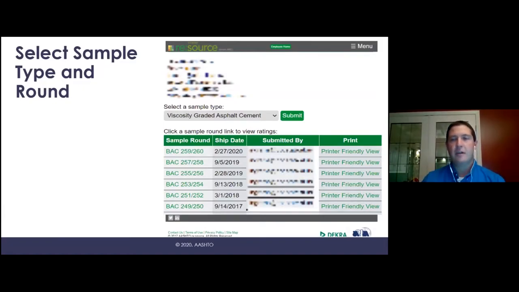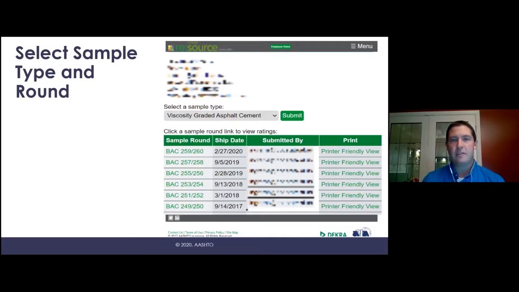Once you make that selection from your dropdown and the specific sample type that you're looking for, you're going to see the compilation of the rounds for every round that you've participated in. In this example we have here, you can see roughly 6 rounds of viscosity graded asphalt. If you are a long-standing participant in the program, you may see 20 to 25 rounds of data. There's usually quite a bit of information for you to look at, and that's the intent of the program.